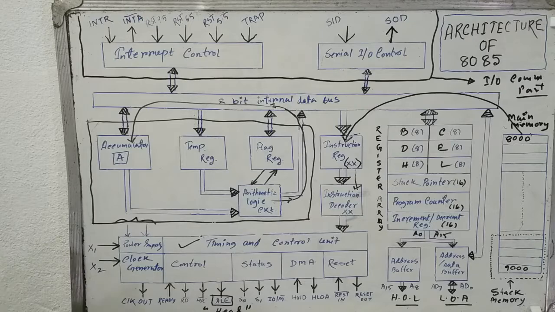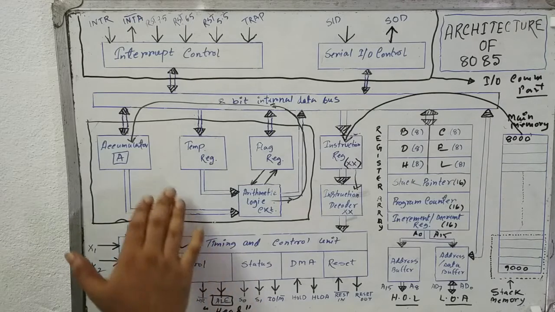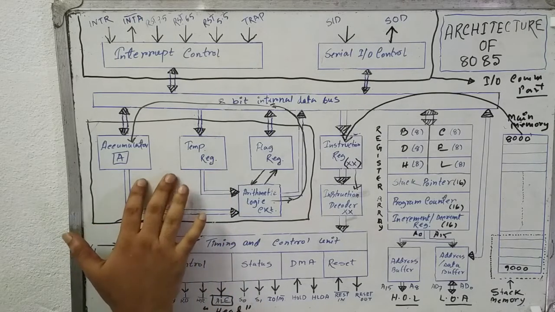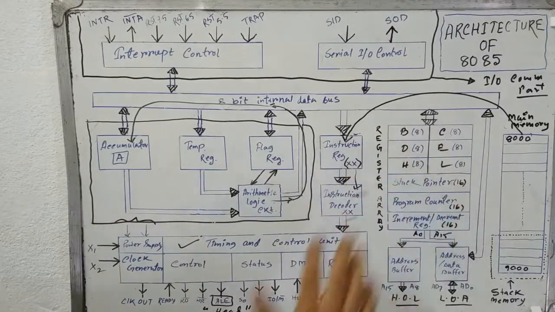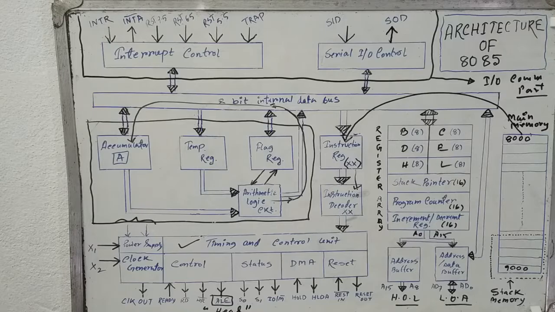Now in our coming sessions, first we will discuss all the registers that you can see: accumulator, temporary register, flag, and all the general purpose registers, in detail. Then we will come back to this circuit again, take an example, and try to understand how the microprocessor performs an instruction. So that's all.